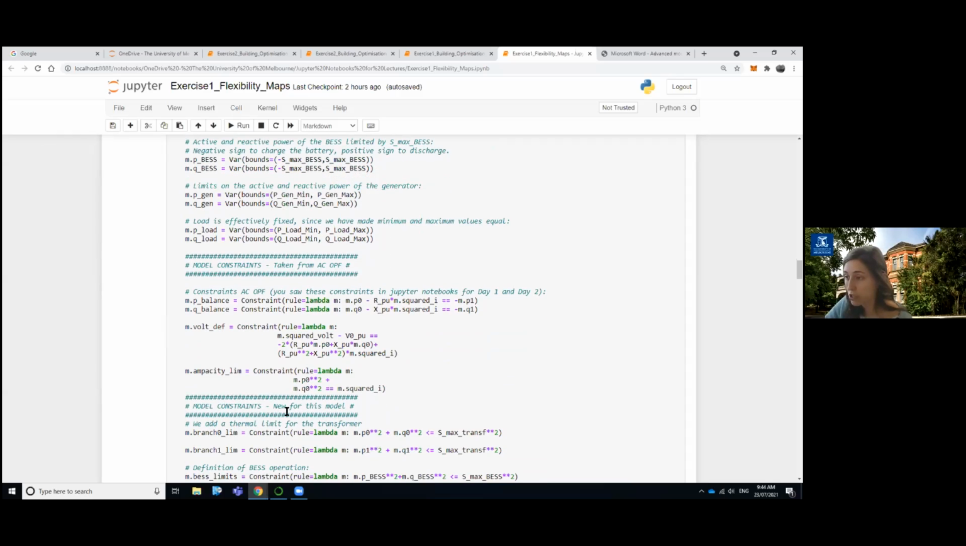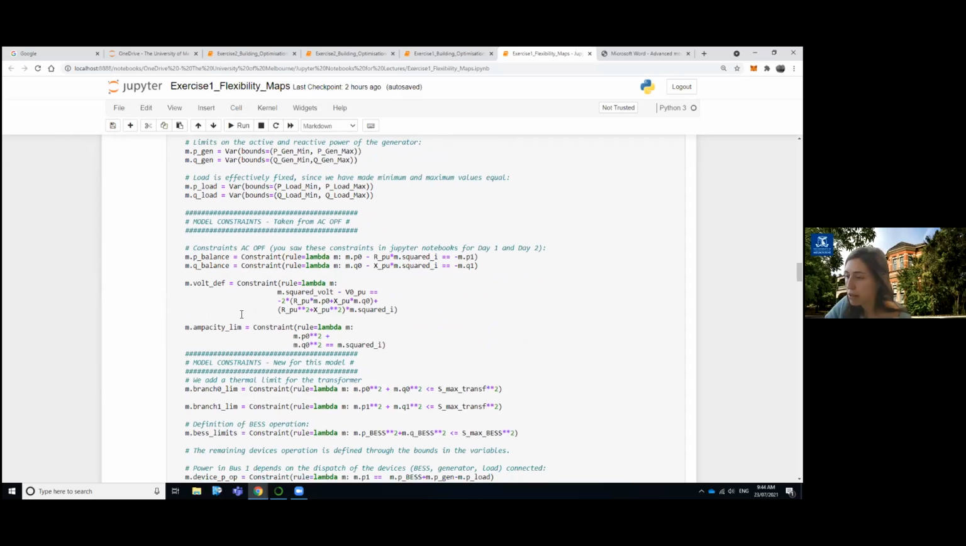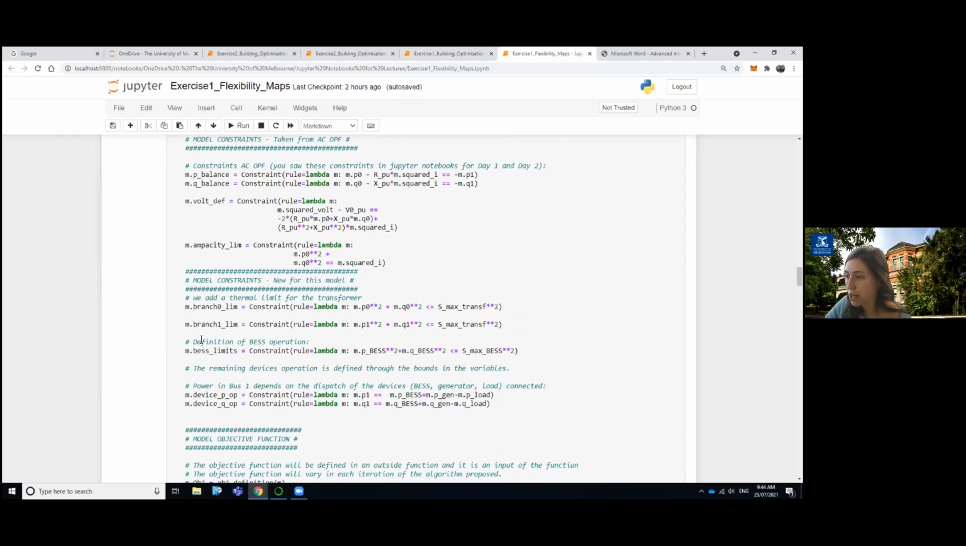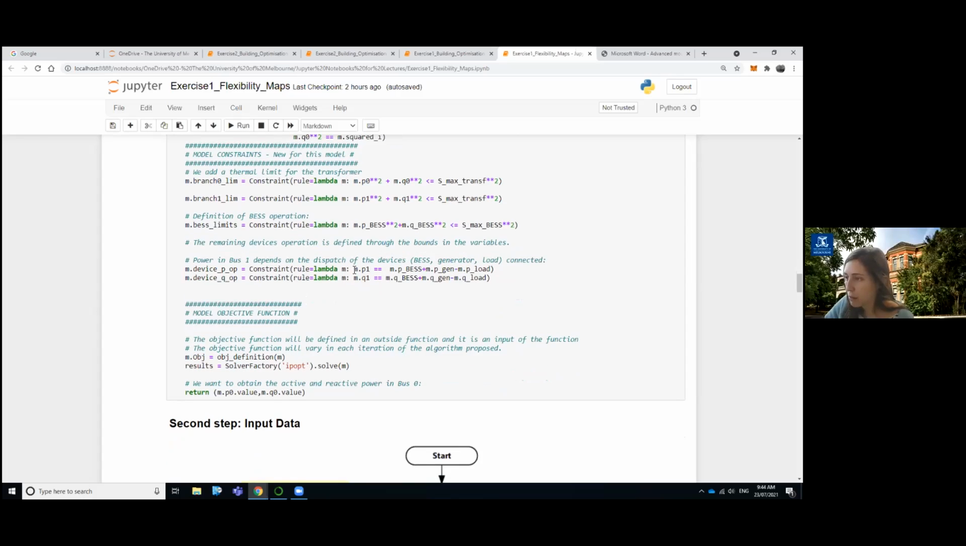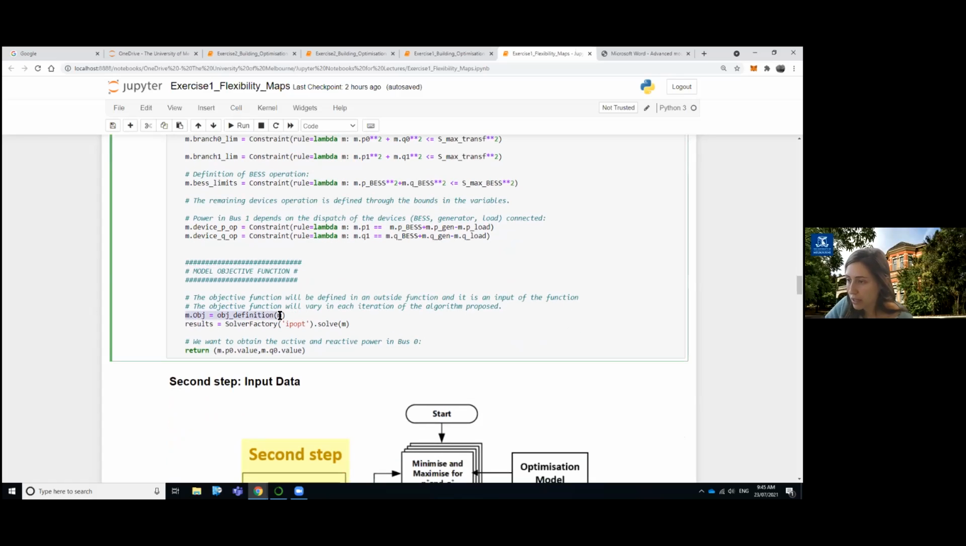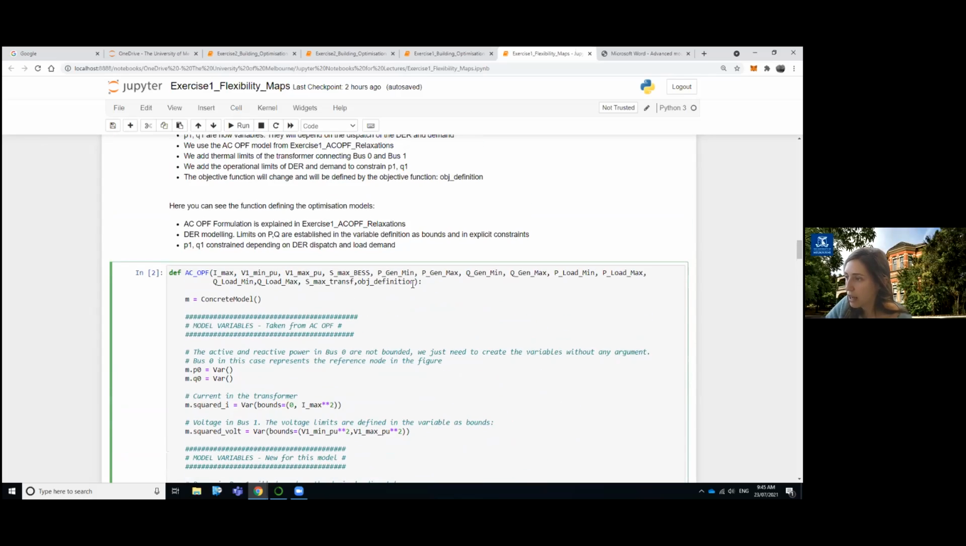Then we have the constraints, also the ones taken from the ACOPF, and the new constraints for this model, which are quadratic thermal limits for the transformer, and the quadratic constraint of the battery. That's how we get this full PQ capability of the inverter, and the active and reactive power at the bus 1 is the sum of the operation of all devices. And an important thing is we cannot define an objective function at the moment because we're going to change it. So that's defined as an input of this function here.